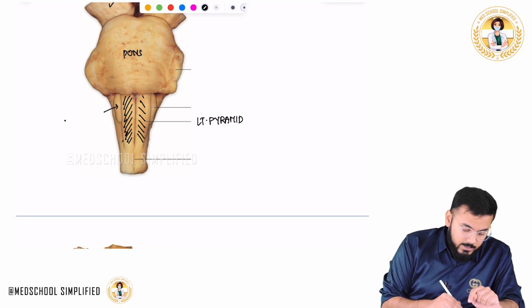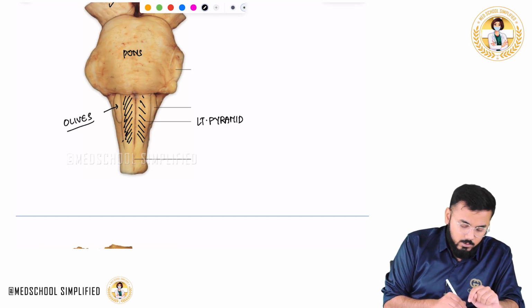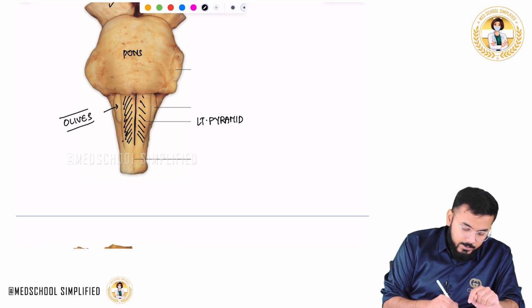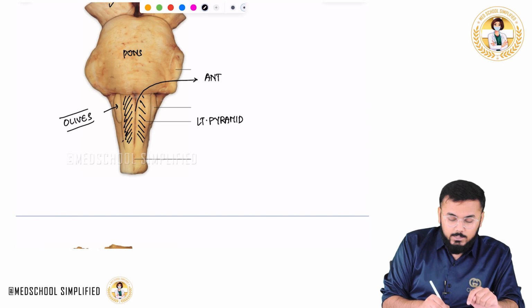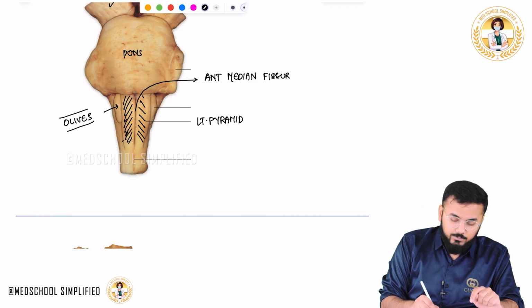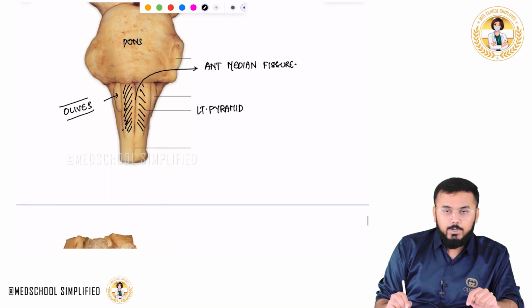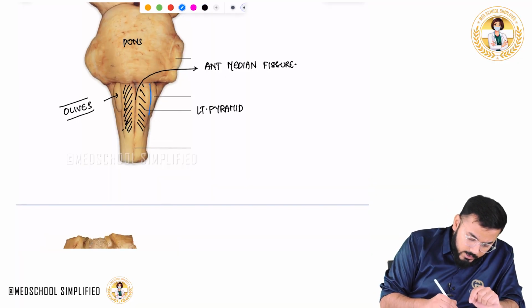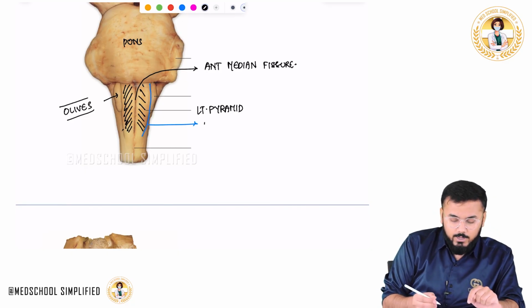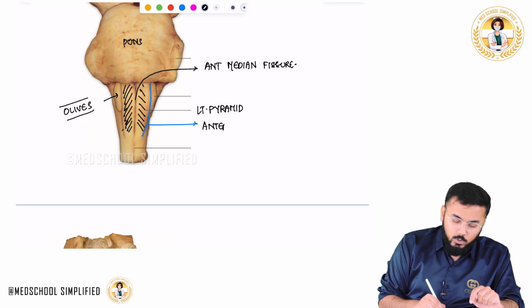On either side of the pyramids, these structures which you can see are called olives. In the center of the pyramids you see a line, which I am drawing. You see a line, right? This line is called the anterior median fissure or anterior median sulcus. And what is this blue line which I have drawn here? This line is called the anterolateral sulcus.